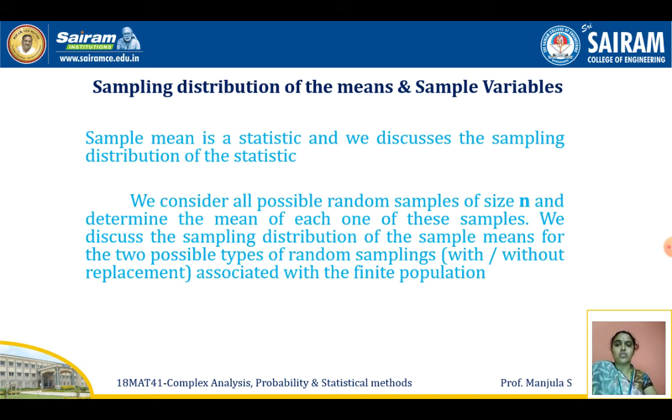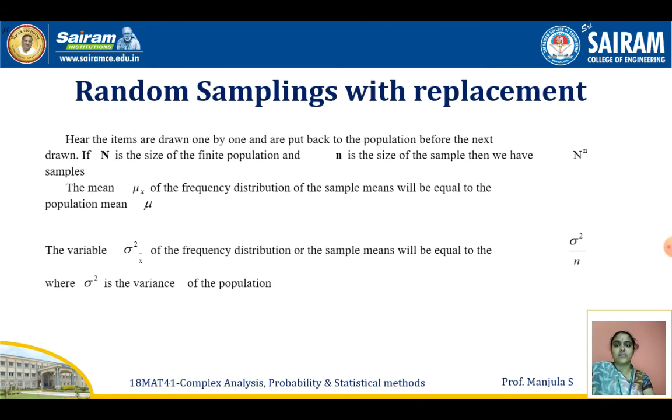That only we are going to discuss in the next slide. First we'll discuss random sampling with replacement. Here, with replacement means that if we choose an item once, we have to replace it again. It means that item has one more chance to be selected. That is random sampling with replacement.